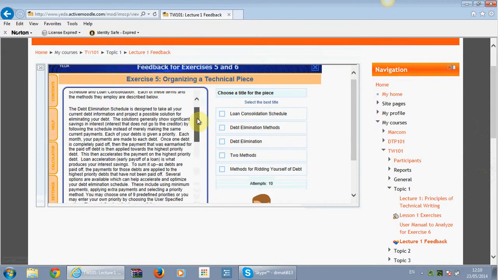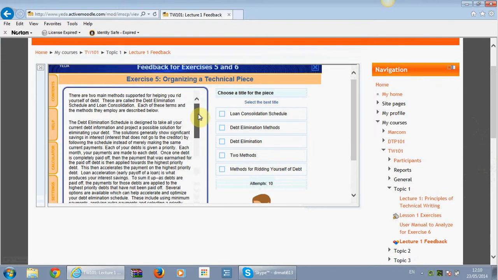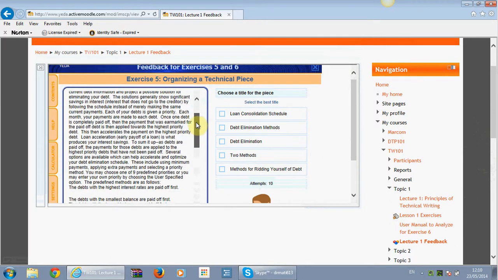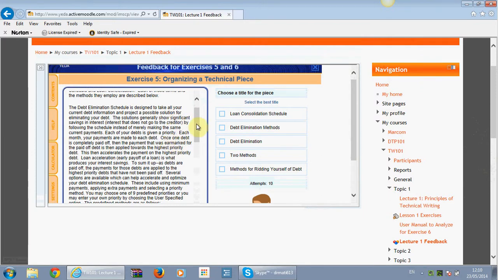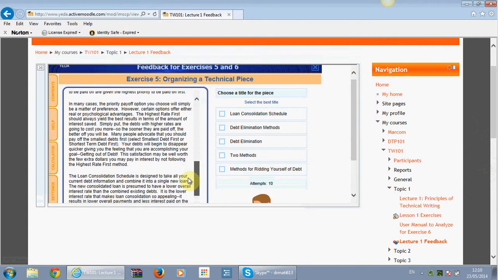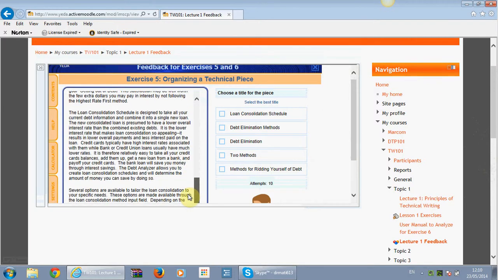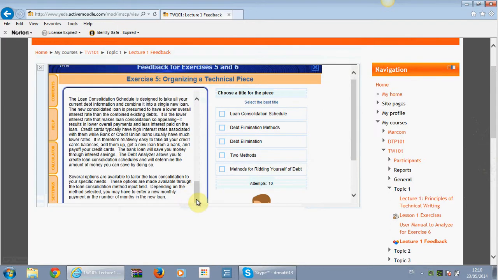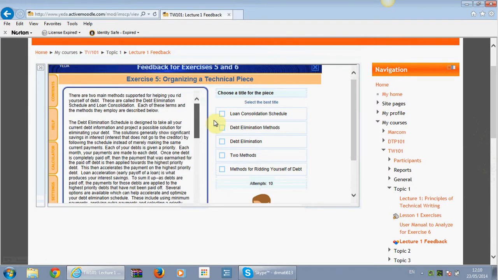Okay, the information about debt: the debt elimination schedule and loan consolidation, methods of eliminating debt, and there was a lot of text after that, which we had to somehow organize in a way that makes it more comprehensible and also easier to find the information. Now, many people make a mistake of outlining the text. No, that's not the right way.